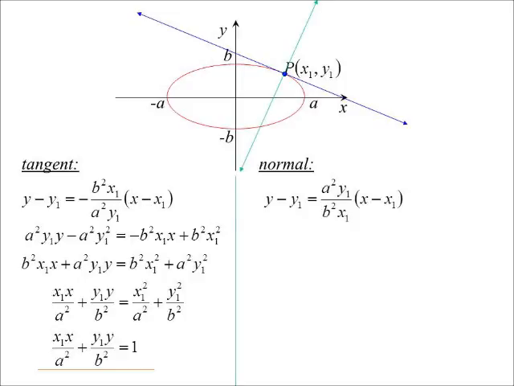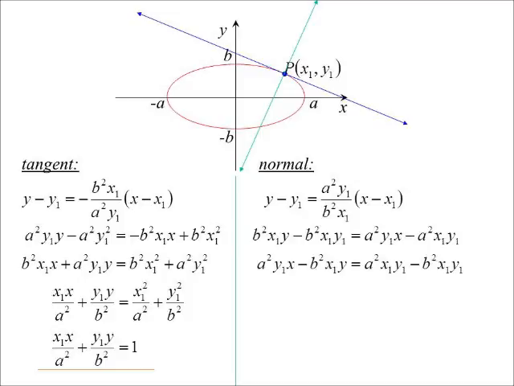The normal, let's see what happens there. All right, the slope now will be the negative inverse. So it's a squared y1 on b squared x1. Let's expand out and get rid of the fraction. And again, I'll move everything with an x and y on the left-hand side, everything else on the right-hand side. This time, I will divide not by a squared b squared, but I'm going to divide by x1 y1. And we get a squared x on x1 minus b squared y on y1 is equal to a squared minus b squared. Now, that doesn't look real neat unless you remember something.